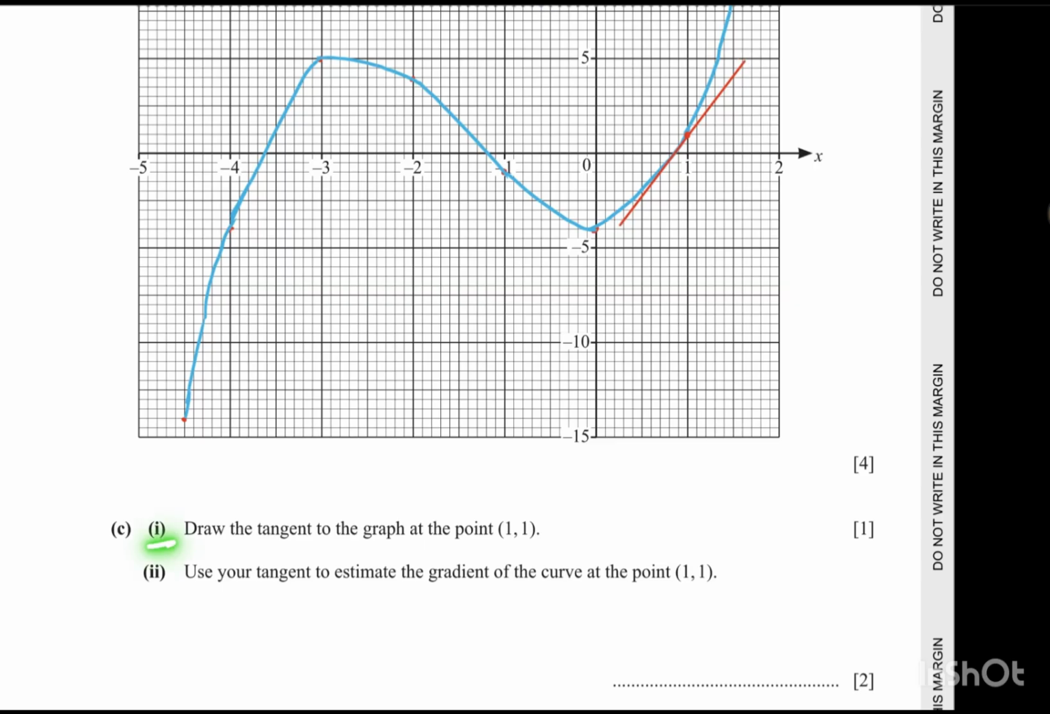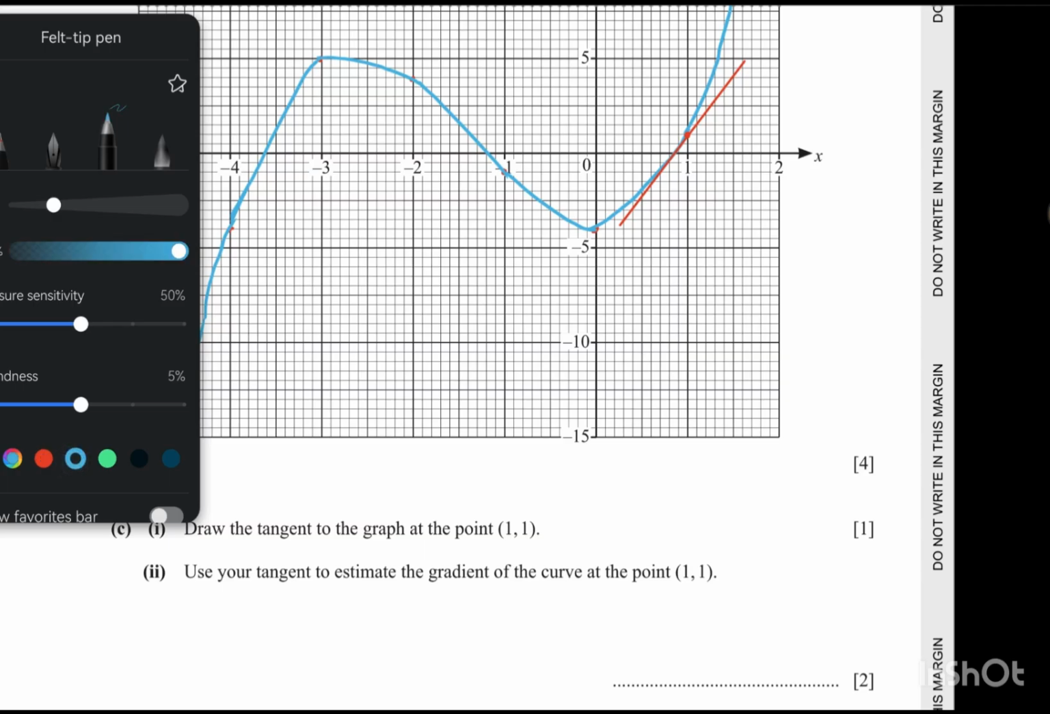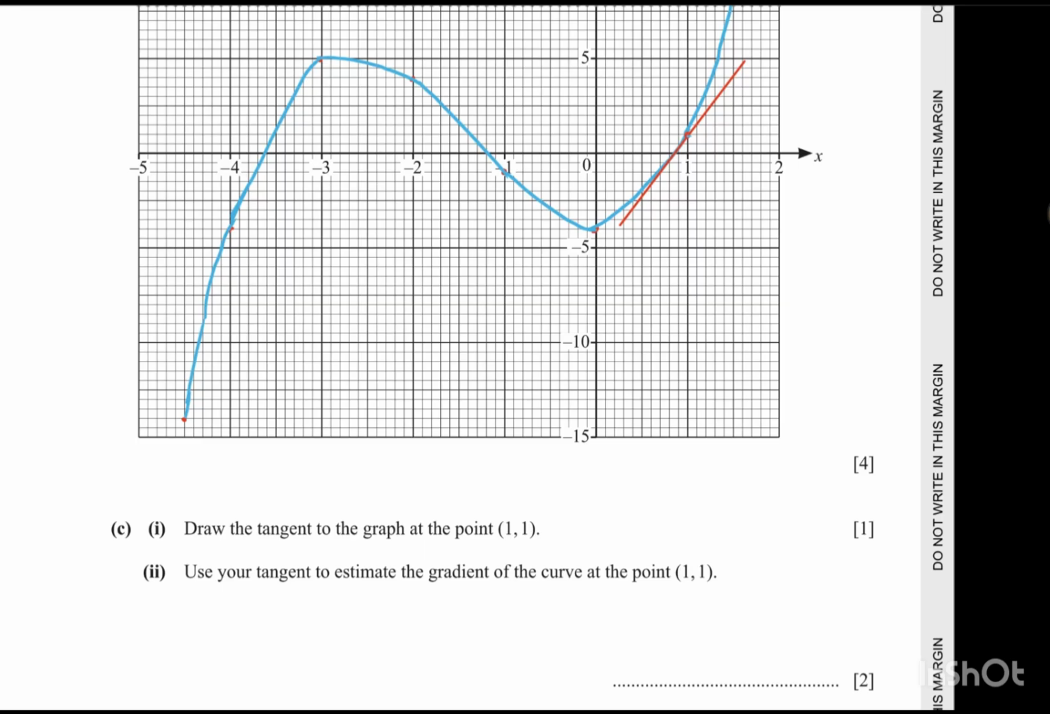The tangent is drawn. Question number C2. Use your tangent to estimate the gradient of the curve at point 1, 1. So we need to use this tangent and find the gradient. So let me draw a line from this point, or let me draw from here, like this.